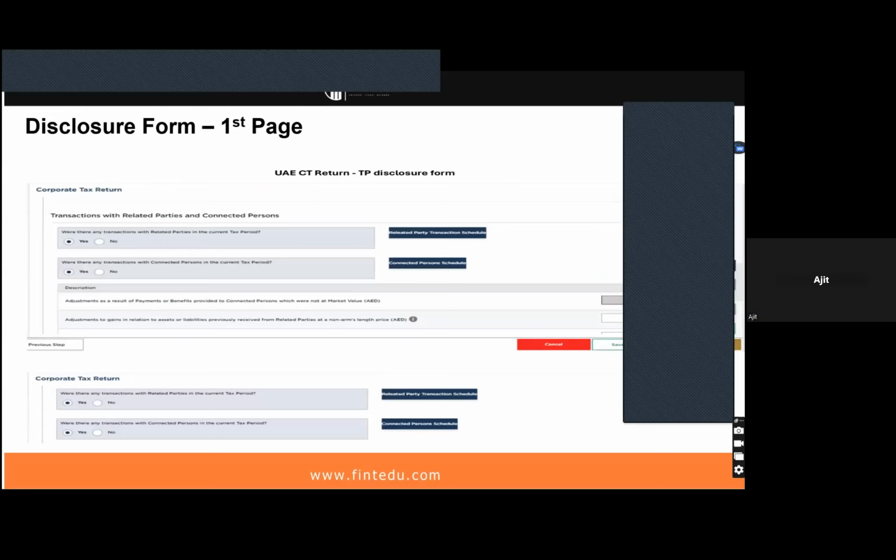Now, talking about the disclosure form, first page. This is a summary where one needs to select whether the transaction is with related parties or connected persons. If you select yes, then your schedule for the related party and the connected person will be activated. Below that, there is a section where the description of the adjustment is mentioned. It is a summary of adjustment.